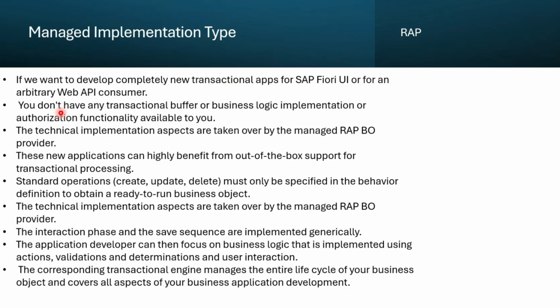And in your managed implementation, you don't have any transactional buffer, business logic implementation, or authorization functionality available to you. So you don't have these kinds of logic available to you. You can go with your managed implementation type. You don't have any business logic available and you don't have any authorization type of logic available to you, or you don't have any transactional buffer. We will be talking more about this transactional buffer when we are discussing the unmanaged implementation.